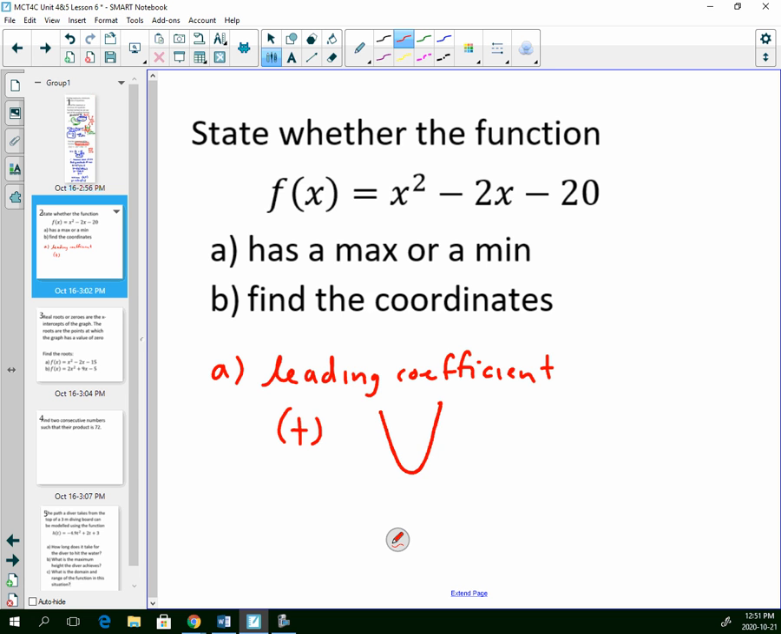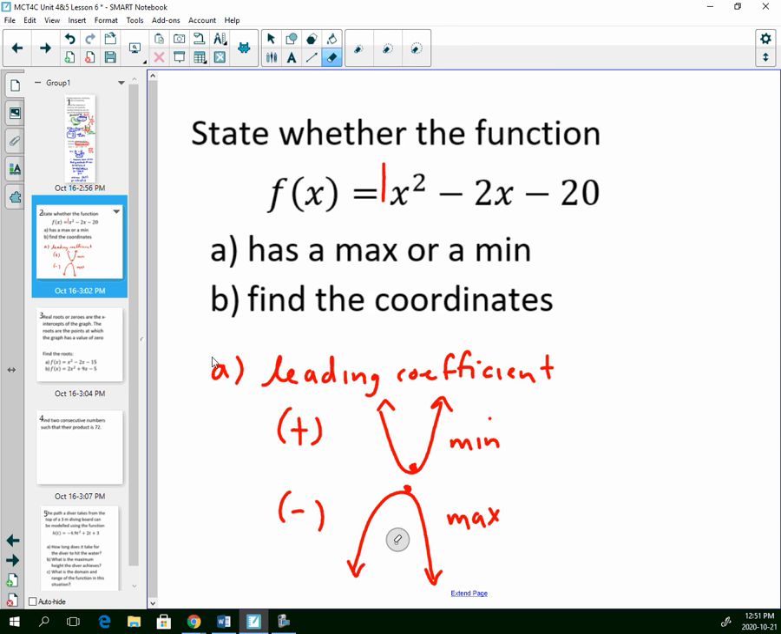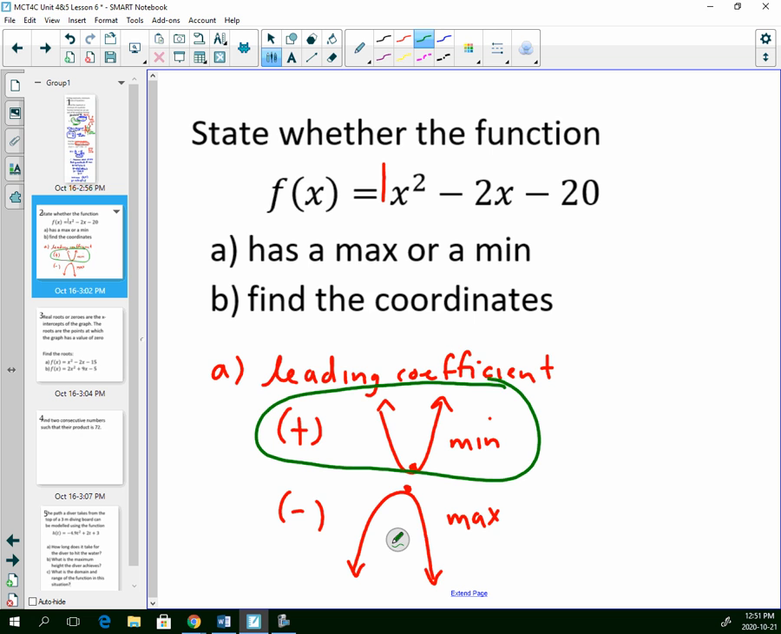So let's say the leading coefficient is positive. It's going to open up, so that means it's going to have a minimum. If the leading coefficient is negative, it's going to open down, and therefore it would have a maximum. So this one has a leading coefficient of +1, so it is going to have a minimum. Okay, and then we want to find that.